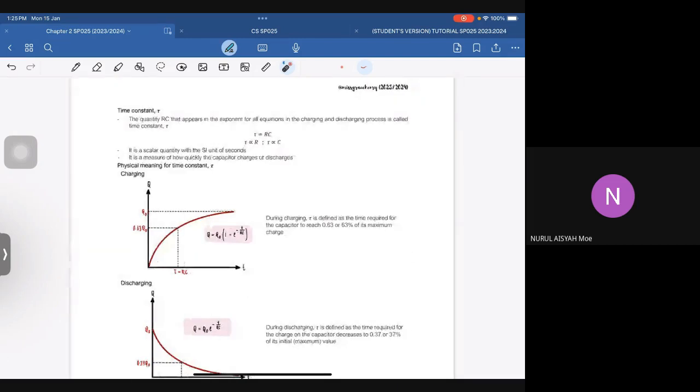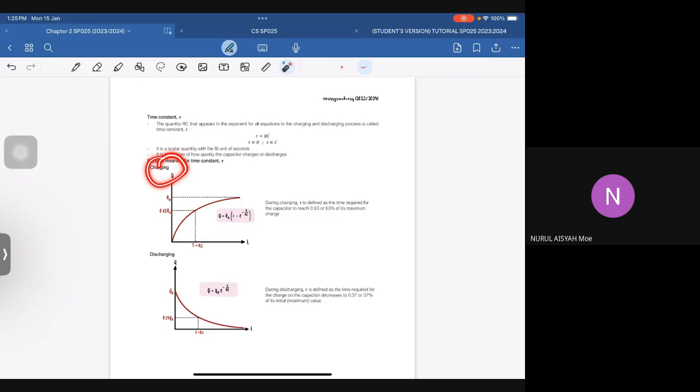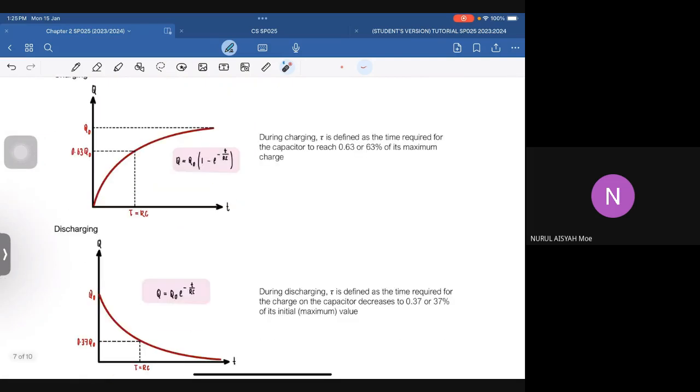Okay, and then lastly you have time constant. Time constant, there's two physical meanings for time constant lah. Satu untuk charging, satu untuk discharging. So basically yang ini again most probably will be in your UPS question lah. Okay, so you have to memorize. But this part here, yang 63% dengan 37%, kamu perlu hafal. Sebab ada soalan dia bagi kamu graph, dia ada bagi 0.63, dia bagi 0.37.